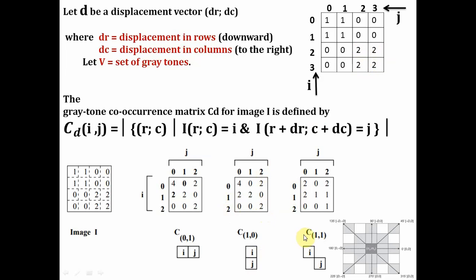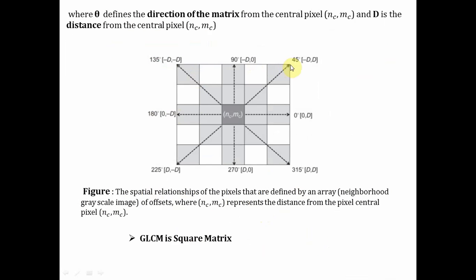Now if you want to calculate C11, now what is the C11 DD? This is the distance at angle 315 degree, so this is a diagonal.